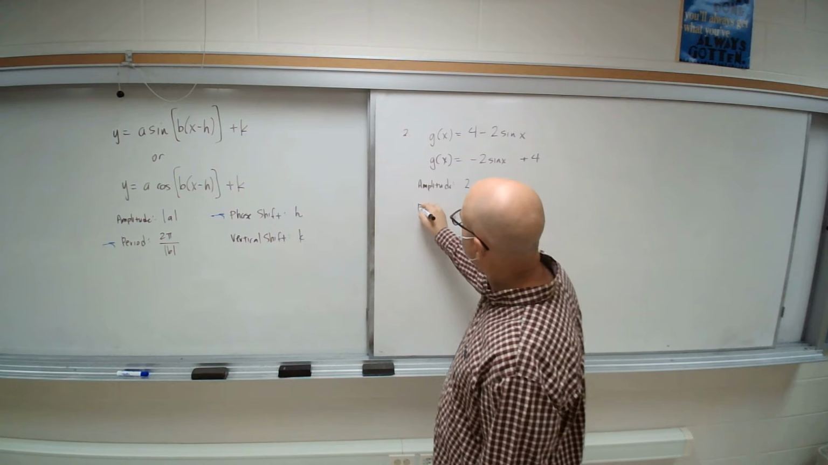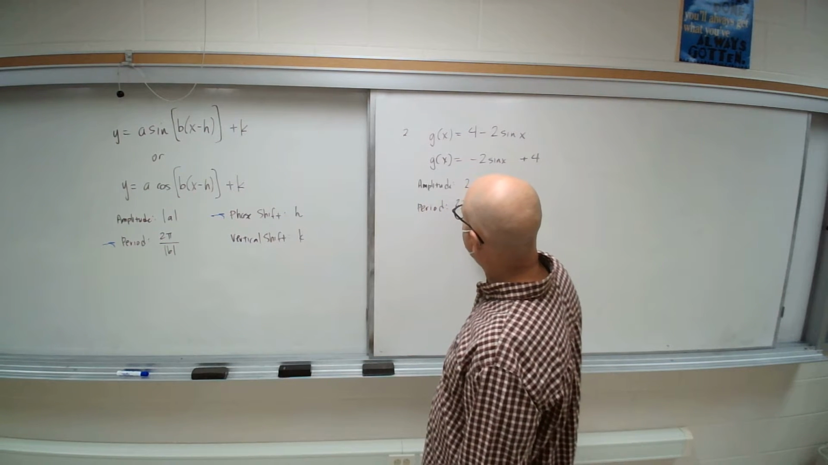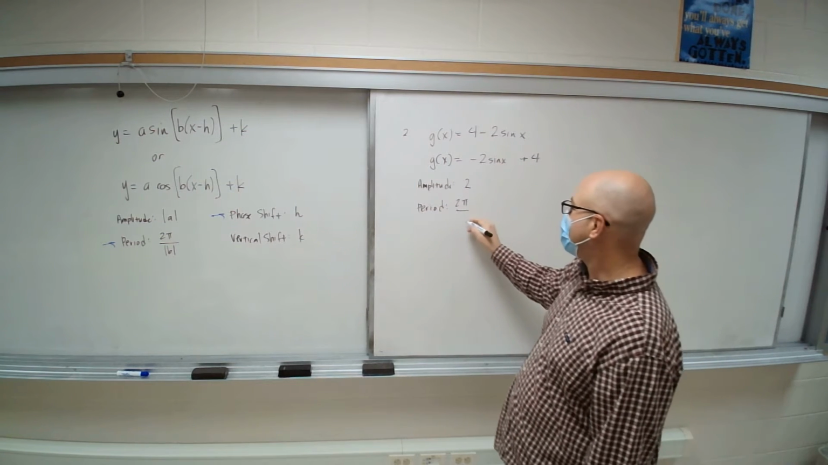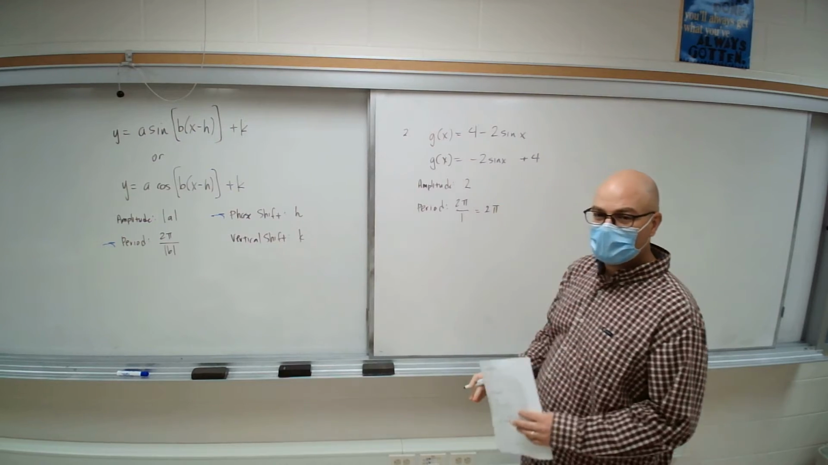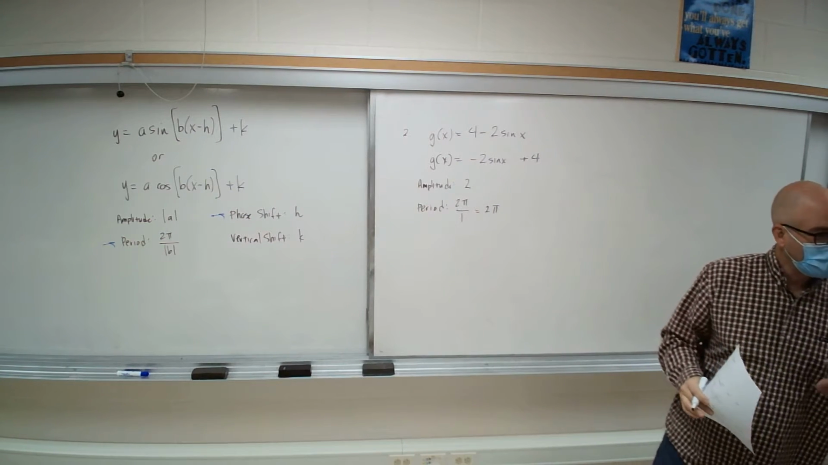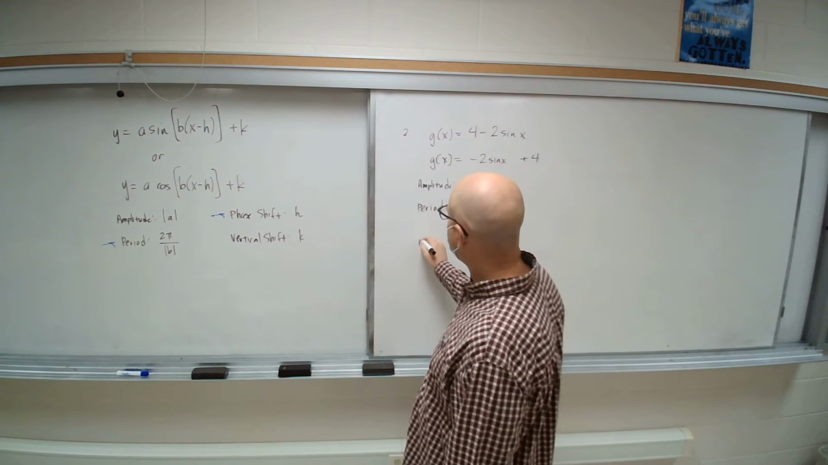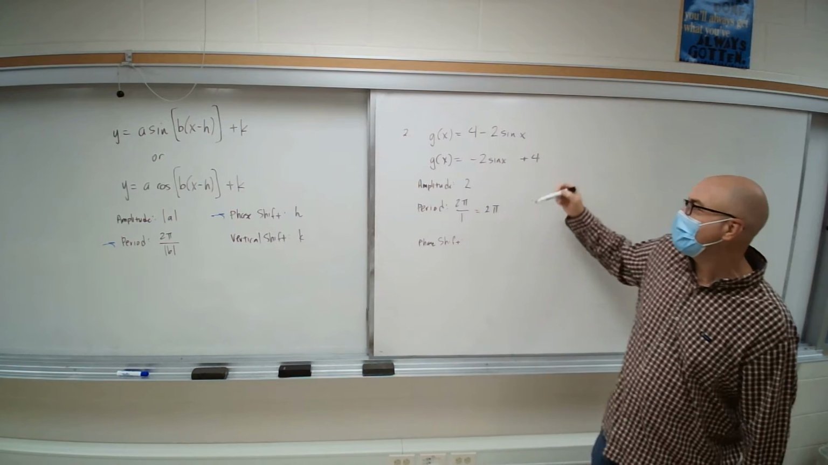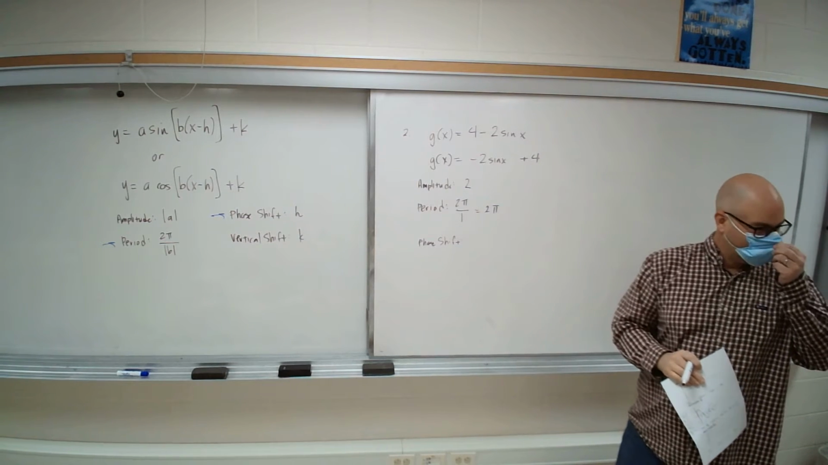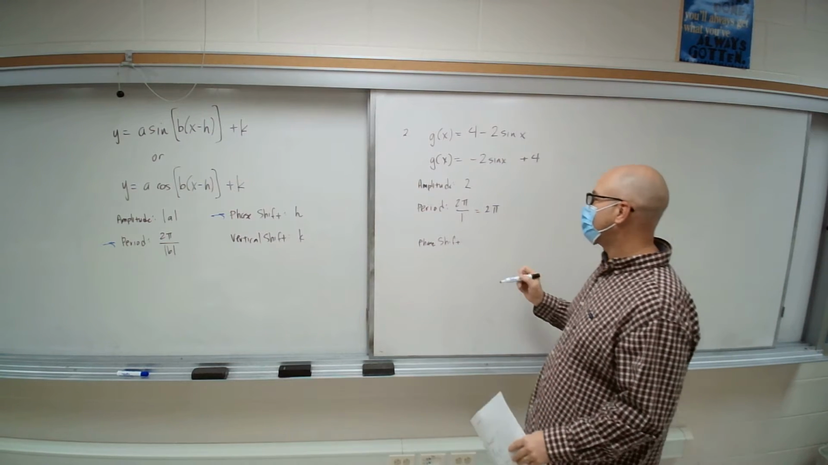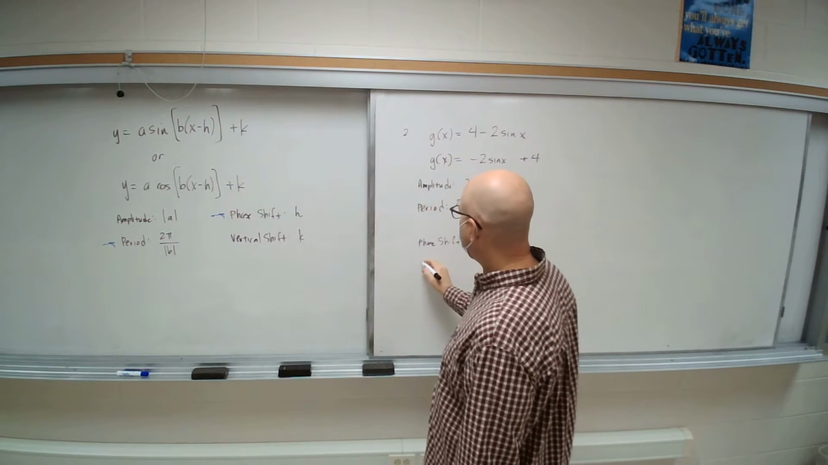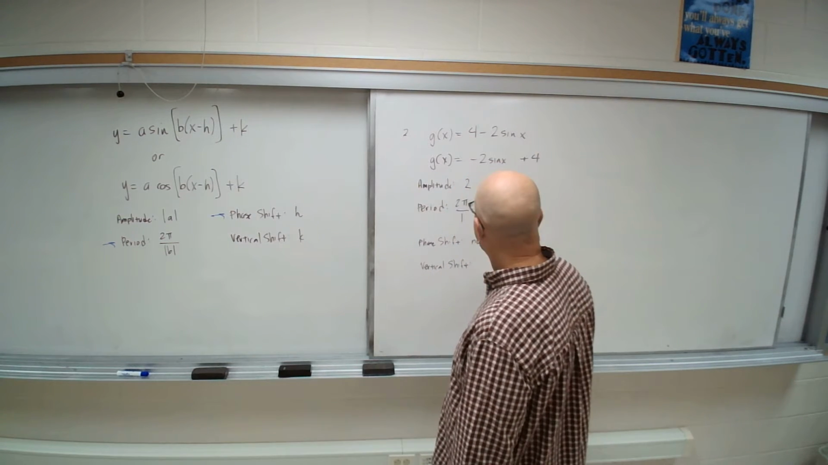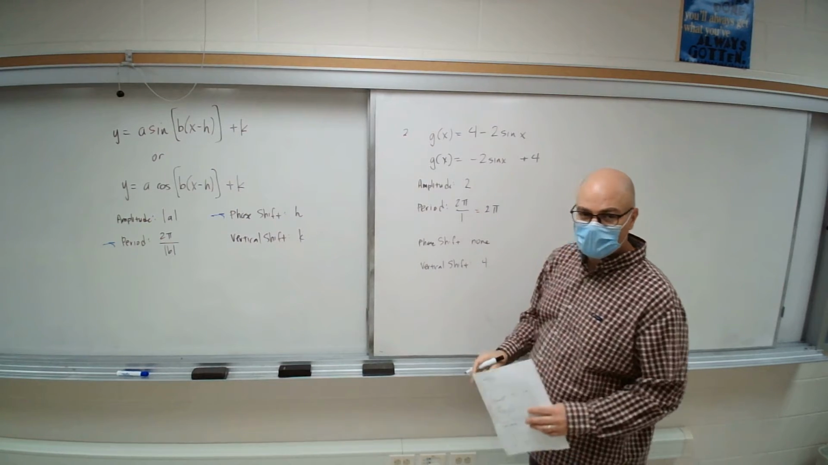Our period will be 2 pi divided by, well, there's no number multiplied by x, is there? So it's just 2 pi divided by 1, which is great. It's just 2 pi. Right? That's the easiest one for us to do. Our phase shift, right, that occurs if there's some number being added in here by the x, but there's not, right? So there's none. And then our vertical shift would be this plus 4. So it's going to move 4 units up.